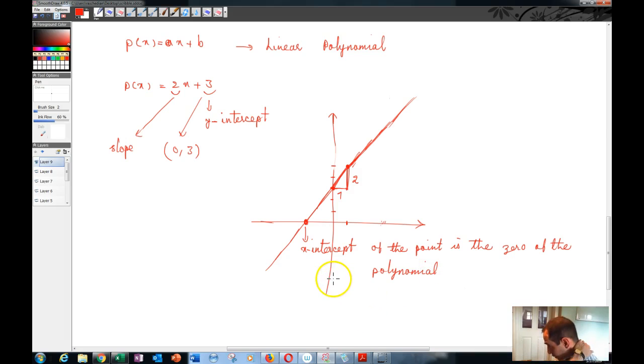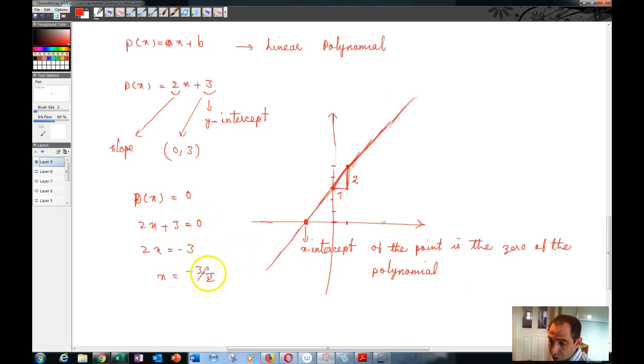Okay, so now how can you figure out what this zero is? You know that at this point the output of the polynomial is equal to 0, because this height over here on the y-axis is 0. So if I set the output of this polynomial to 0, meaning p of x is equal to 0, that would mean that 2x plus 3 is equal to 0. That means 2x is equal to negative 3, x is equal to negative 3 by 2. And that's the x-intercept of this point over here.